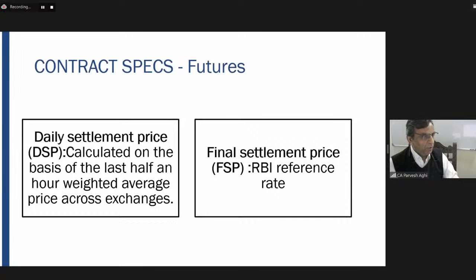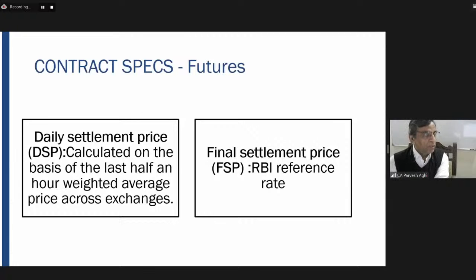If you're making money, you will be given the money. If you're making a loss, you have to go and deposit that loss to the stock exchange. It happens on a daily basis. Okay, so the daily settlement price is calculated on the basis of the last half an hour weighted average across exchanges. So how to determine whether you have made a loss or gain?